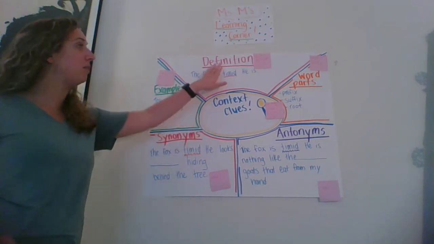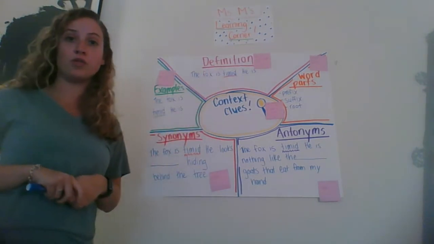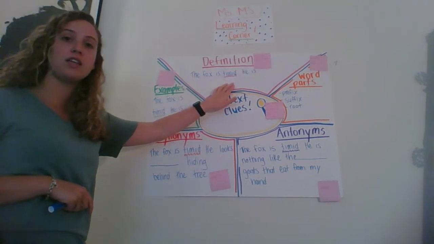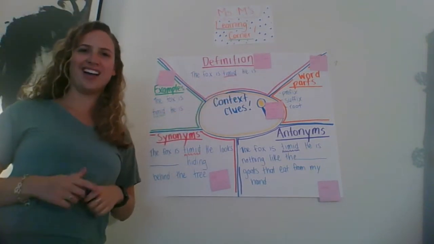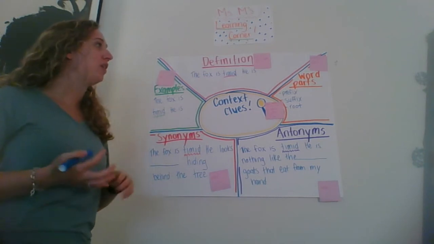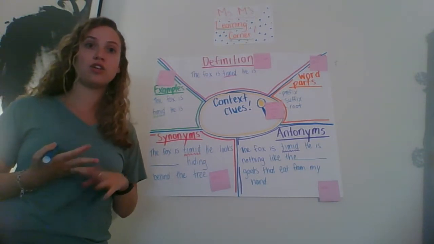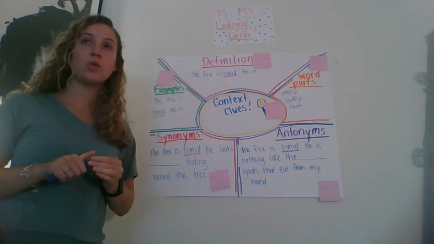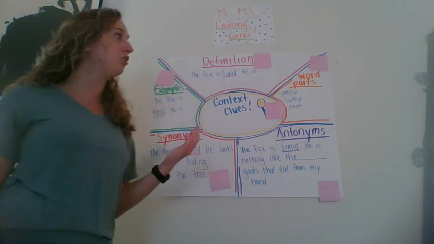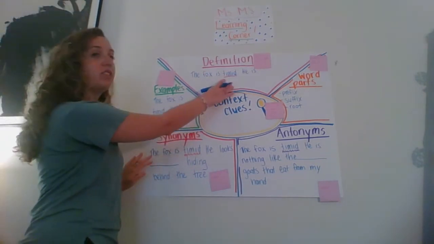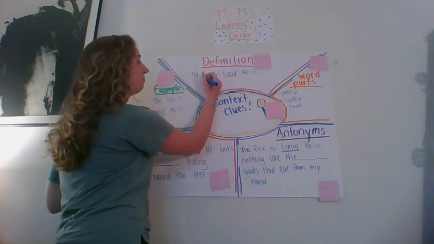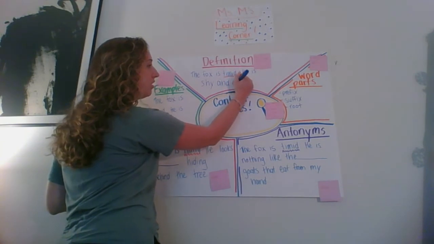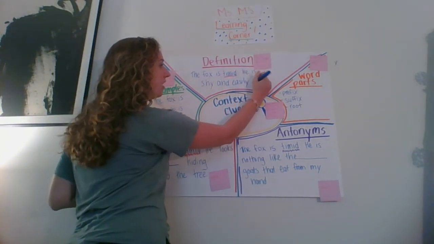The first way might be to look up the definition of an unknown word. So for instance, if we have the sentence, the fox is timid. You're like, I don't know what the word timid means. We can grab a dictionary, we can ask a teacher, we can ask a friend, and find the definition of that word. So when I look up the definition of timid in the dictionary, I know that the fox is timid. He is also maybe shy and easily scared.